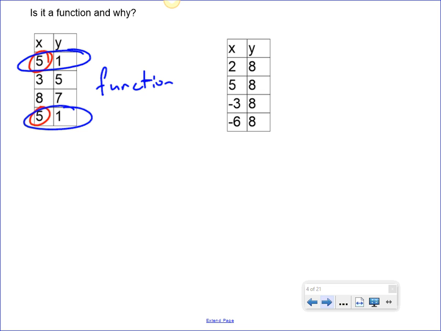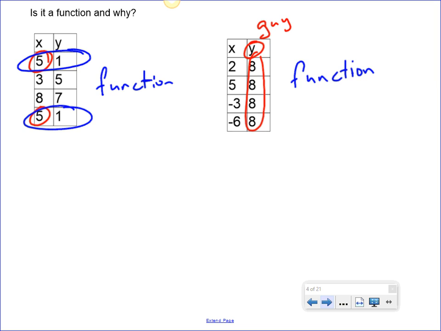The next one, we've got (2, 8), (5, 8), (-3, 8), and (-6, 8). Some of you are saying, well, there's a lot of cheating going on. However, remember, this is a y, which is a guy. In our society, that guy can cheat on his girls, and this would still be a function. I don't condone this behavior, but that's our double standard.